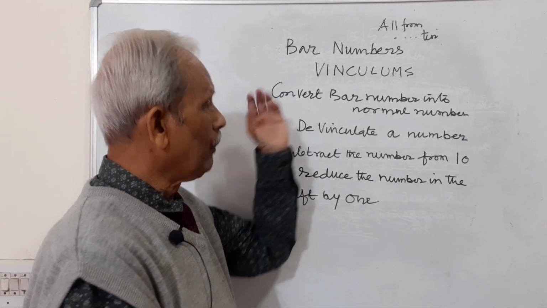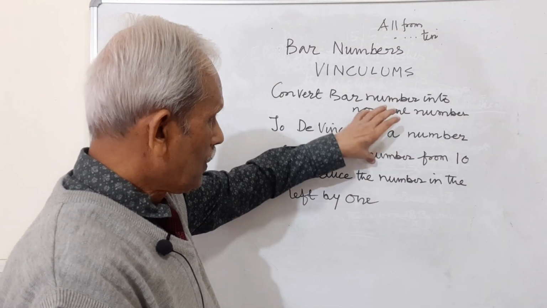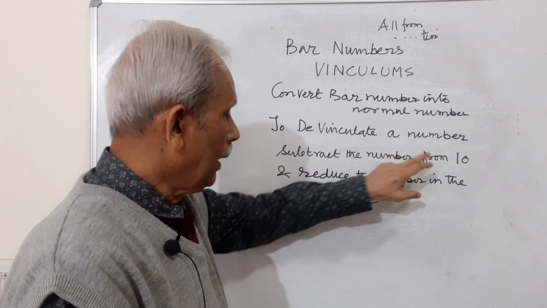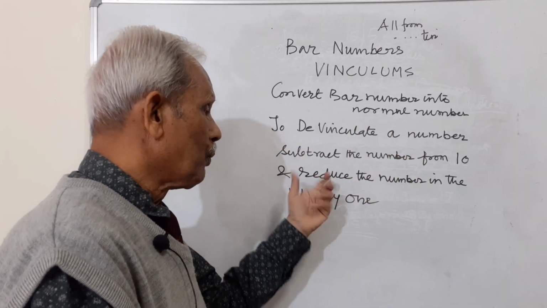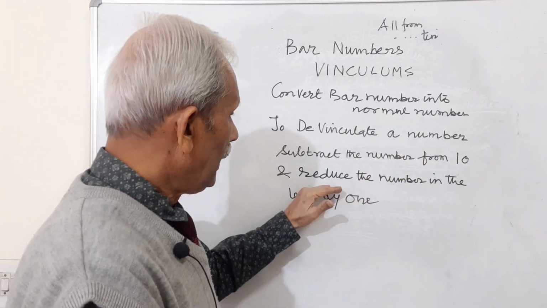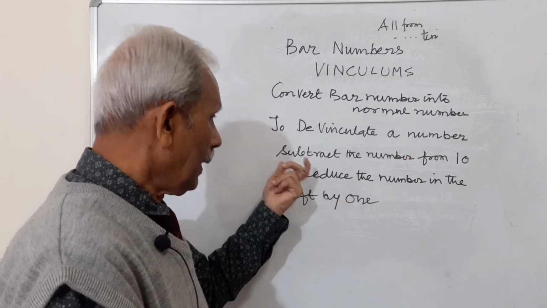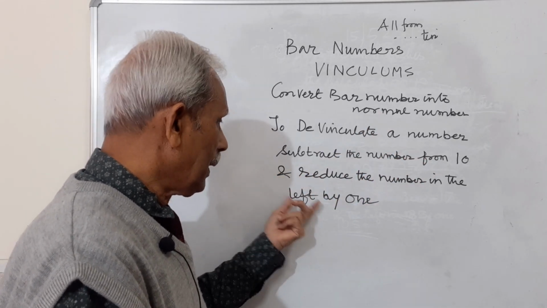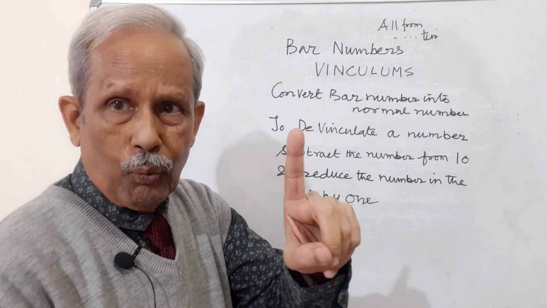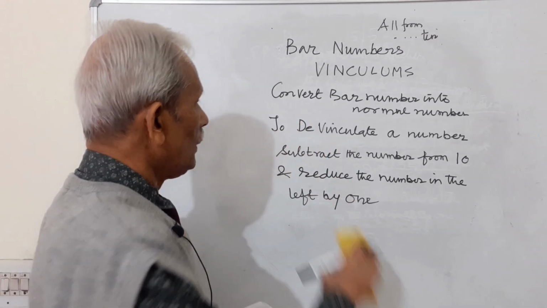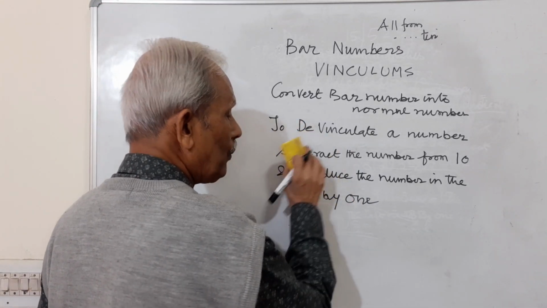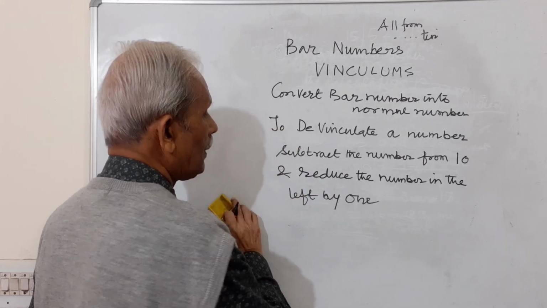In case of when you are vinculating a number, we are subtracting from 10, then the number on the left we are increasing by 1. Here we will do the same thing, subtract it from 10, but you will reduce the number, decrease the number in the left by 1. Well, so that's how we can really devinculate a number. I hope you have written it.